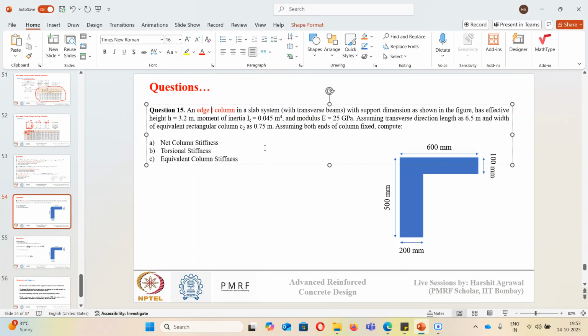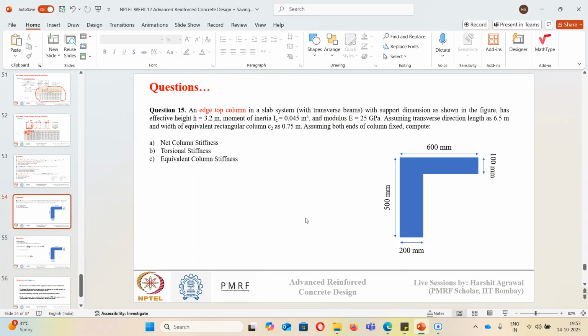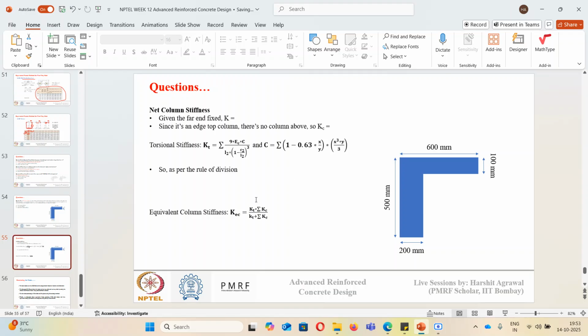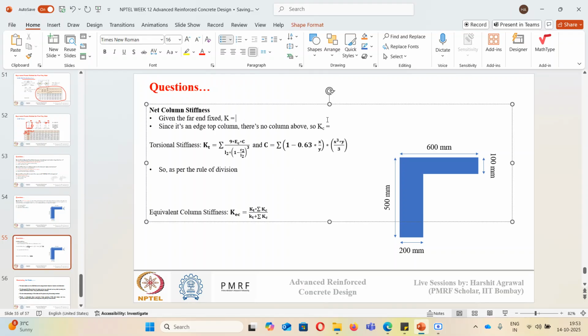So it is an H top column, at the top corner. Okay, net column stiffness. Since the far end is given to us as fixed, we have fixed.